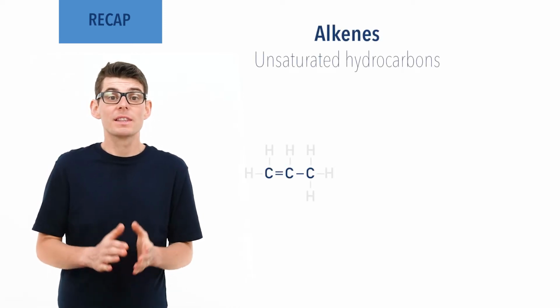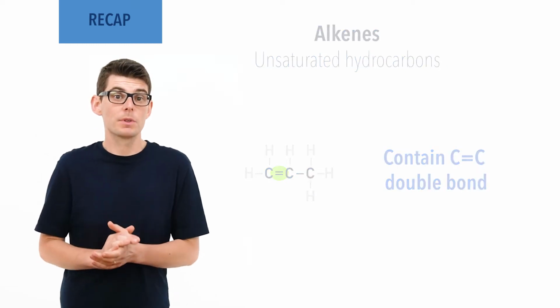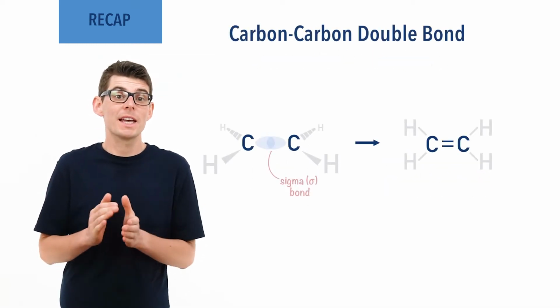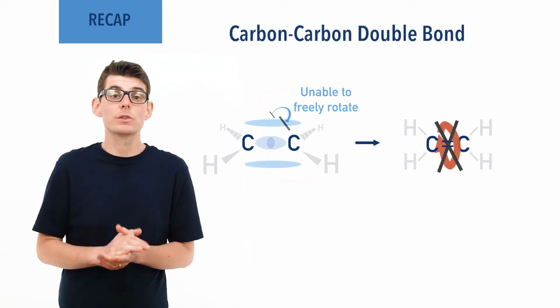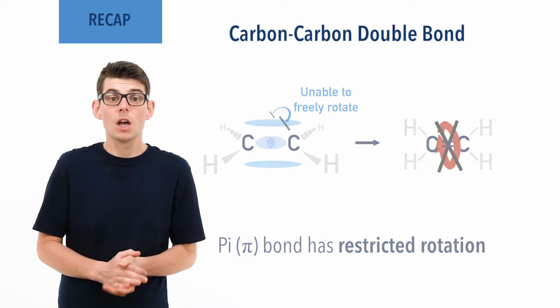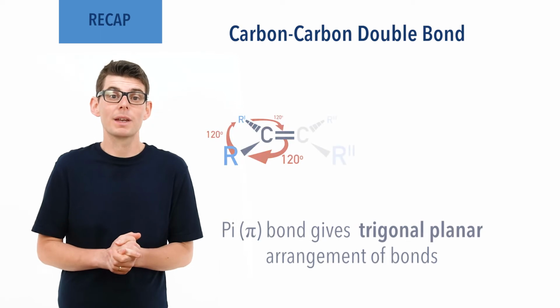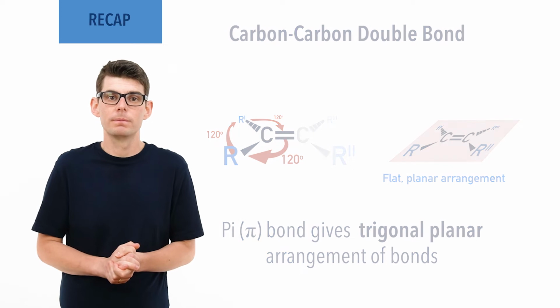Before we talk in detail about E and Z and Cis and Trans isomerism, there are a few essential ideas you need to be comfortable with. Alkenes are unsaturated hydrocarbons that have a carbon-carbon double bond in their carbon chain. The carbon-carbon double bond is made up of a sigma bond and pi bond, with the pi bond being unable to rotate, giving alkenes restricted rotation. The bonds to each carbon in the double bond are in the same plane, giving a trigonal planar and flat arrangement of bonds, almost like a piece of paper.